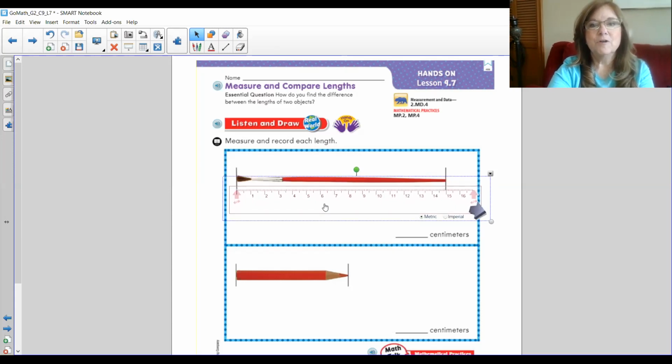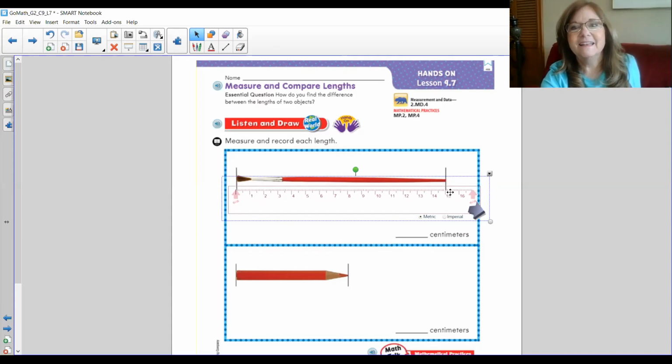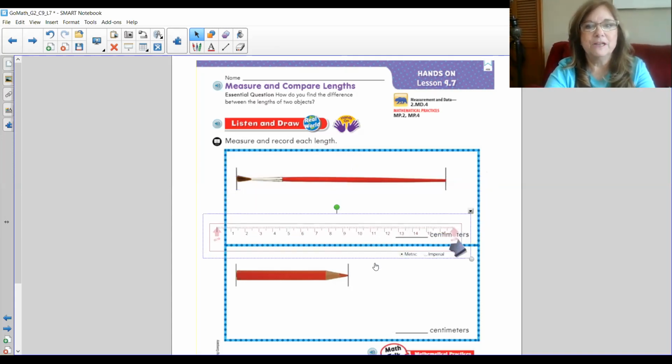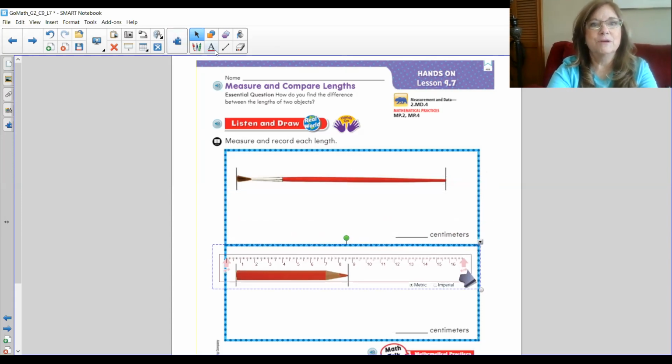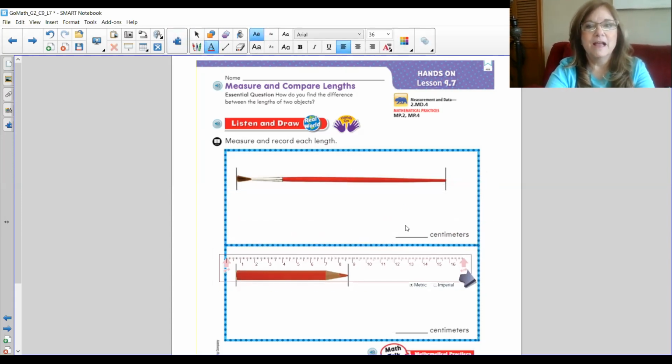And so try to see if you can measure the paintbrush on your paper with your ruler. And it might be kind of hard to see, but it ends up on 15. So the length of the paintbrush is 15. So we'll put a 15 in there, right here, 15.